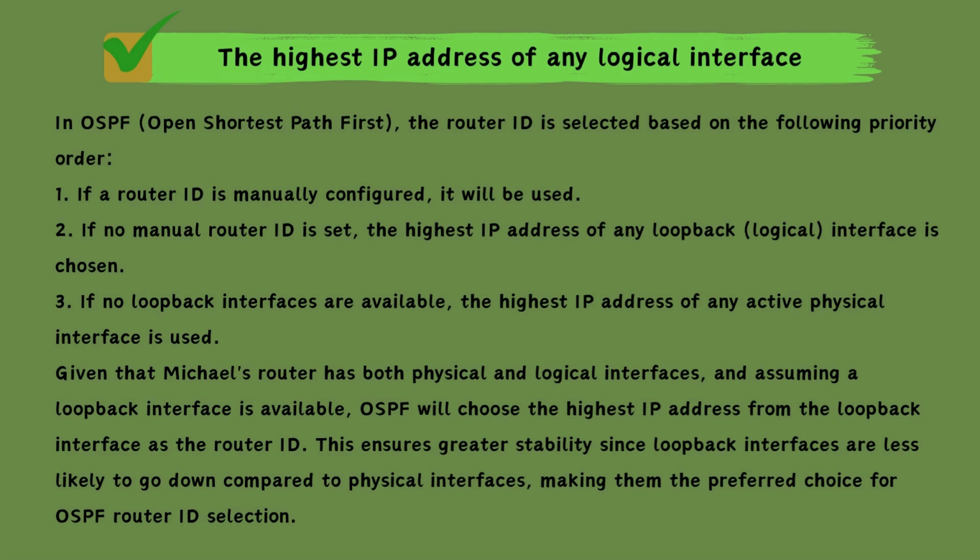Given that Michael's router has both physical and logical interfaces, and assuming a loopback interface is available, OSPF will choose the highest IP address from the loopback interface as the router ID. This ensures greater stability, since loopback interfaces are less likely to go down compared to physical interfaces, making them the preferred choice for OSPF router ID selection.